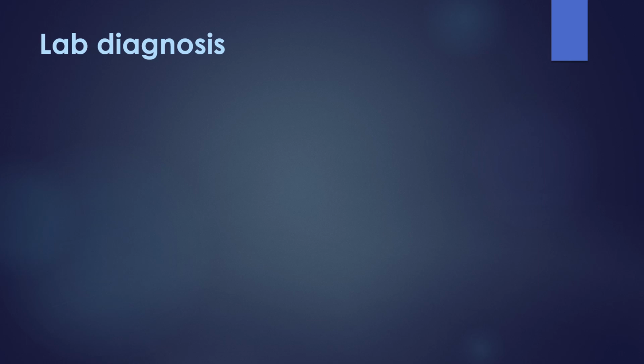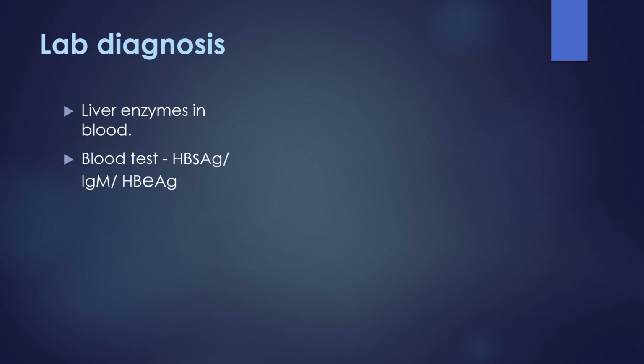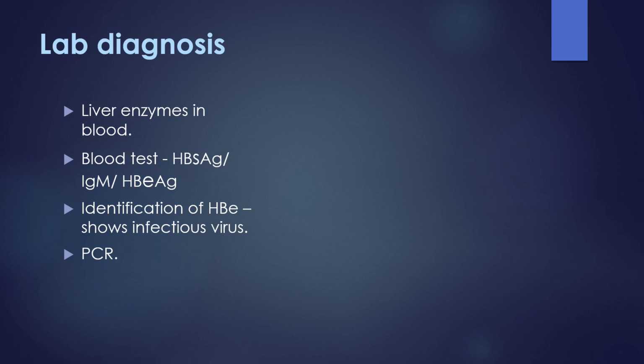Lab diagnosis. The initial diagnosis of hepatitis can be made on the basis of clinical symptoms and the presence of liver enzymes in the blood. Acute and chronic HBV can be identified and distinguished by the presence of surface antigen and the envelope antigen in the serum. The detection of envelope antigen is the best correlate to the presence of infectious virus particles in the blood. The amount of virus in the blood can be determined by quantitative genome assays using polymerase chain reaction and related techniques.